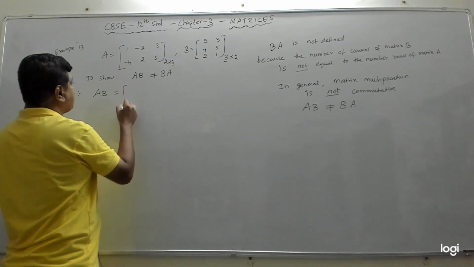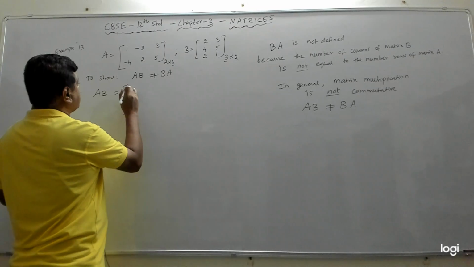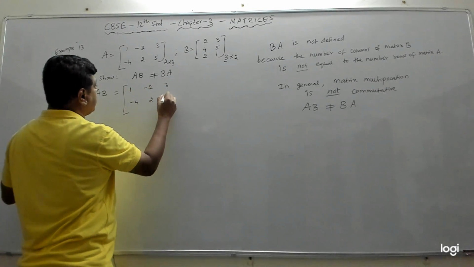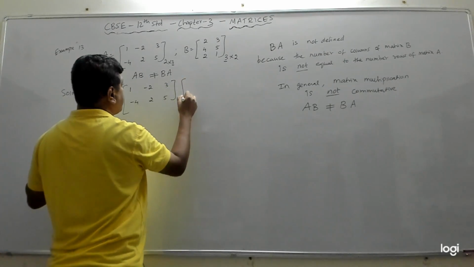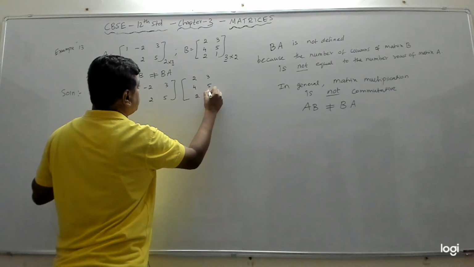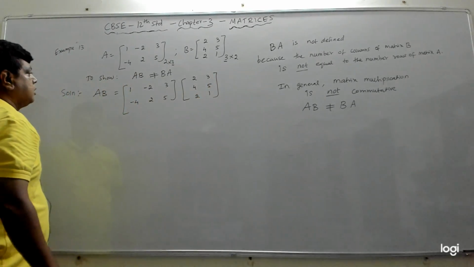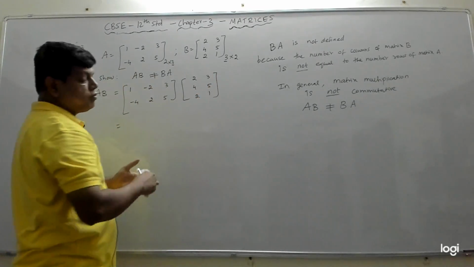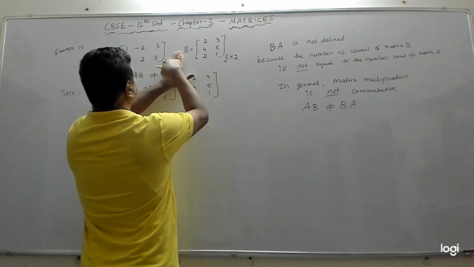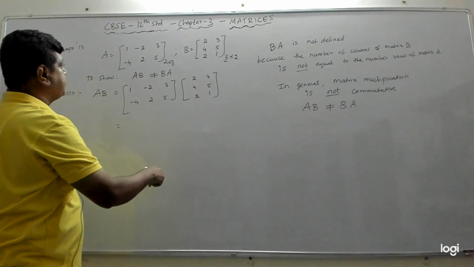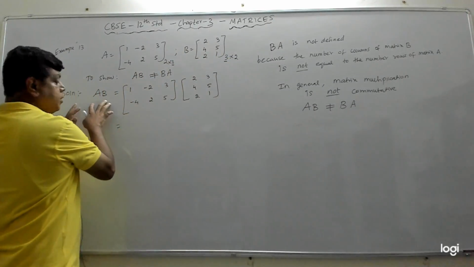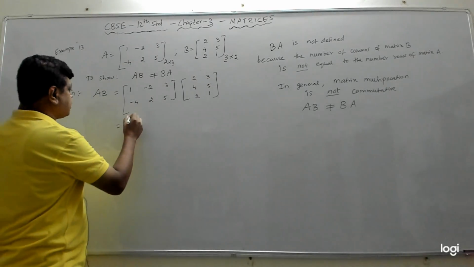So AB is performed as follows. I am writing the A matrix 1, minus 2, 3, minus 4, 2, 5, into the matrix B, which is 2, 3, 4, 5, 2 and 1. Obviously we know the order of the resultant matrix: if you hide these middle three, the result will be 2 cross 2. So AB's order will be 2 cross 2. Let's perform it.